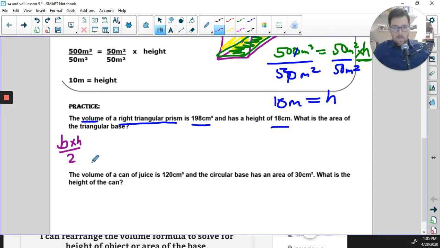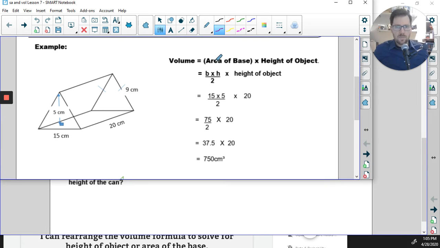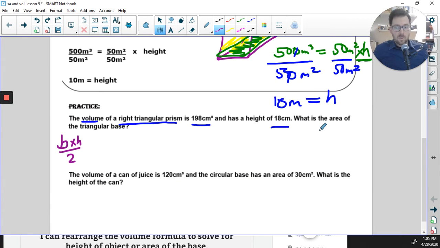Base times height times 2. Okay, so what was the second part of that equation? Did anybody remember? Let's see. Maybe we should check back on our notes. Base times height divided by 2 times the height. That is what the volume is. I wrote that kind of messy, but let's see.